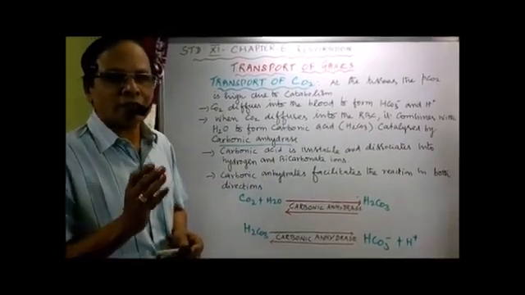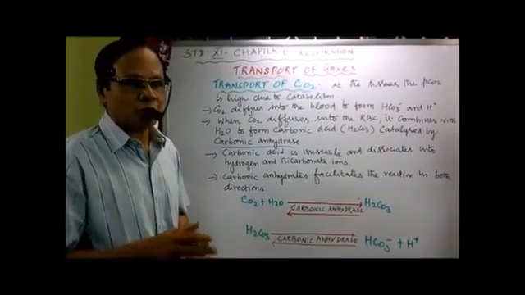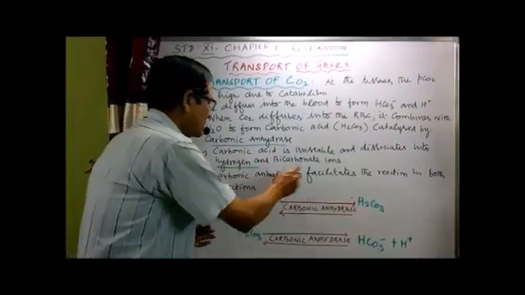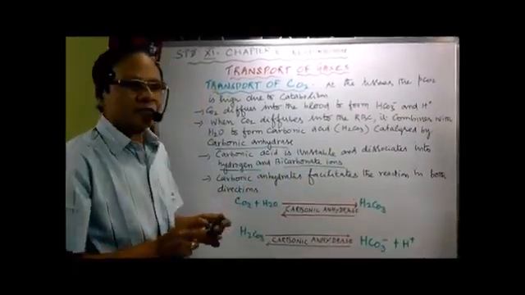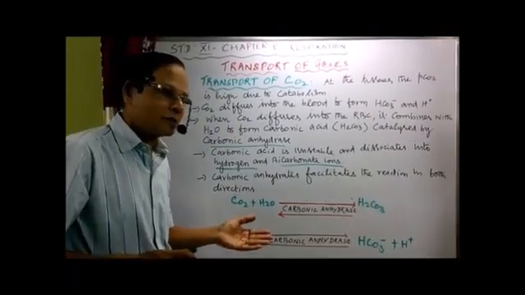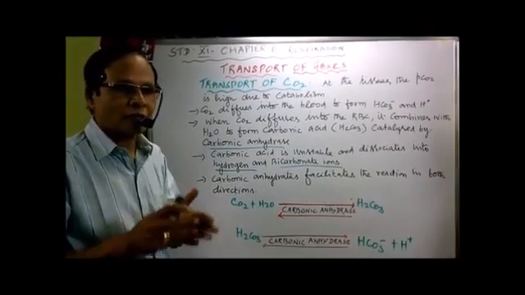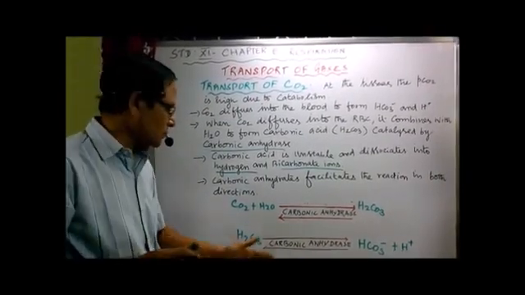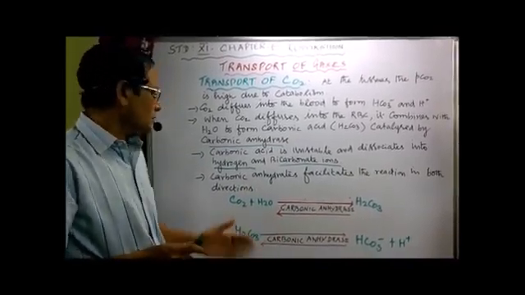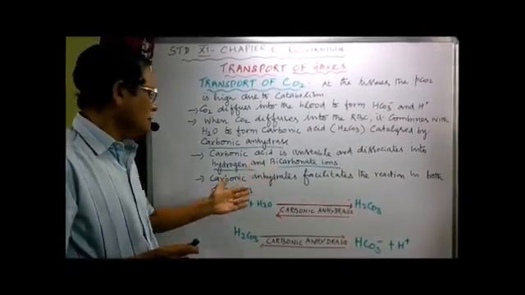The carbonic acid is a weak acid and it is unstable, so it immediately dissociates to form hydrogen ions and bicarbonate ions. This reaction is also catalyzed by carbonic anhydrase. The formation of carbonic acid by carbonic anhydrase, and its dissociation to form hydrogen and bicarbonate ions, is also facilitated by the same enzyme. You can see the reaction. Now the carbonic anhydrase facilitates the reaction in both directions.